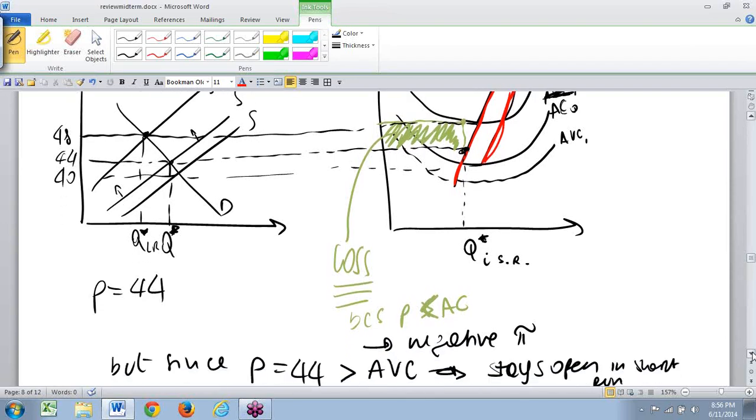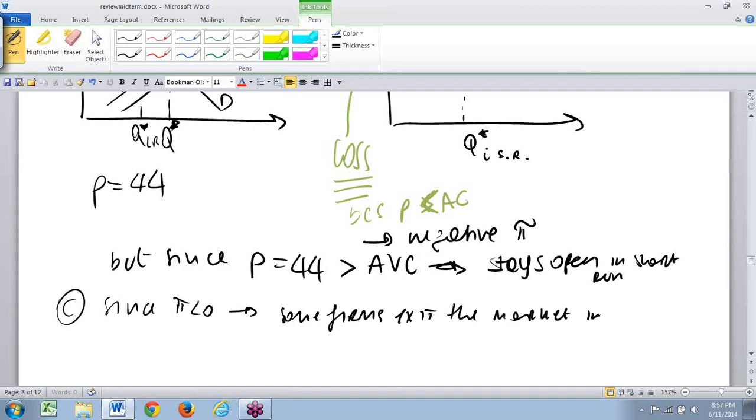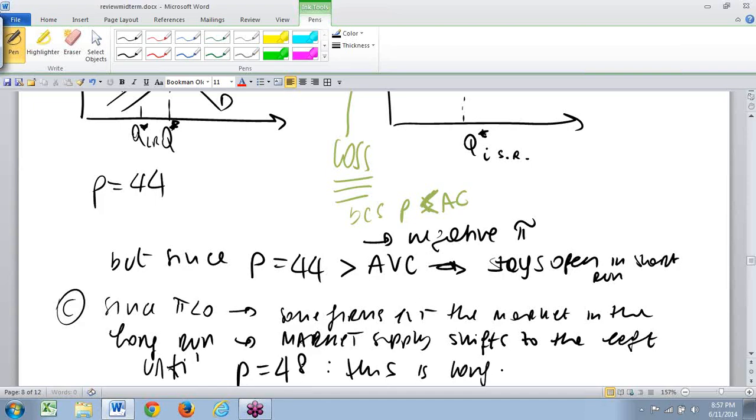So I will write it down. So part C, since profits are negative, some firms exit the market in the long run. This means that the market supply shifts to the left until the equilibrium price is 48. This is long run equilibrium.